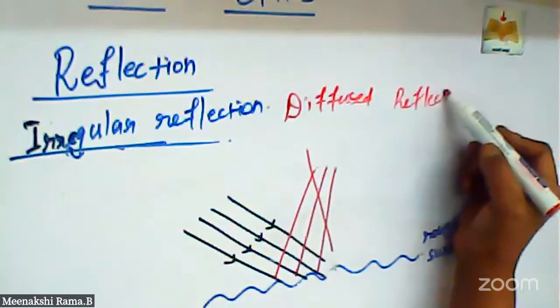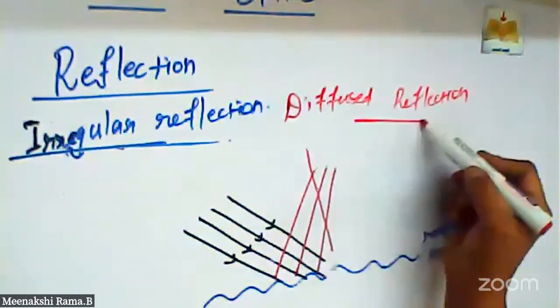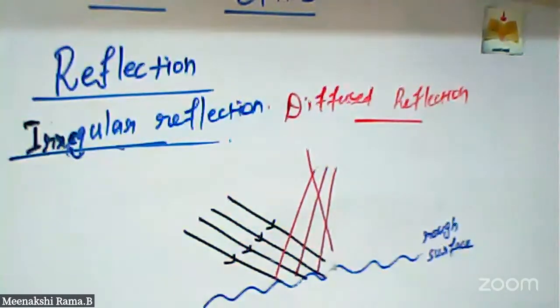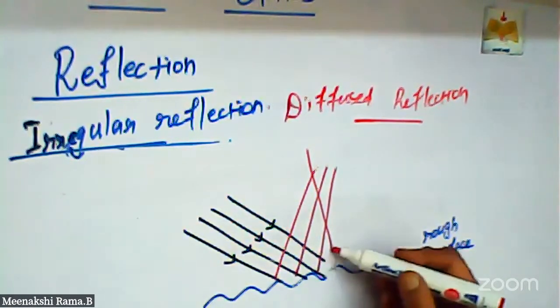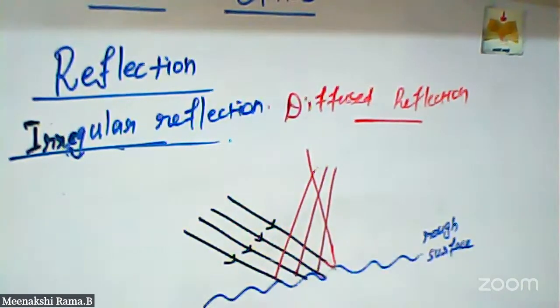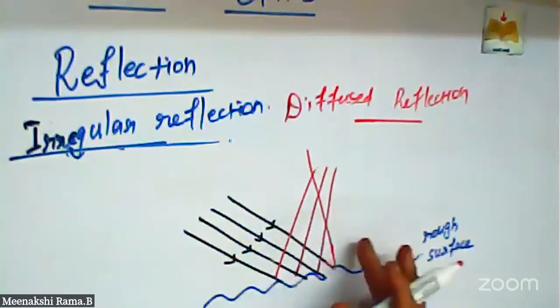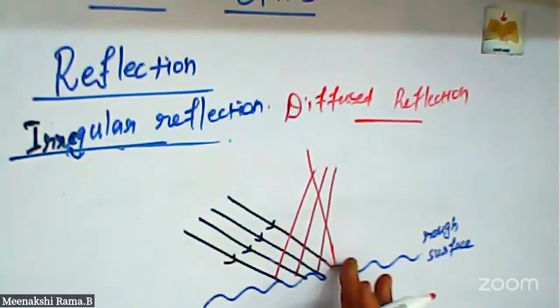What does diffused reflection mean? When light falls on a rough surface, the reflected rays' angles are not proper in that condition. So it is called irregular reflection. The light rays are reflected in different angles, not in a correct manner. So this is called irregular reflection.